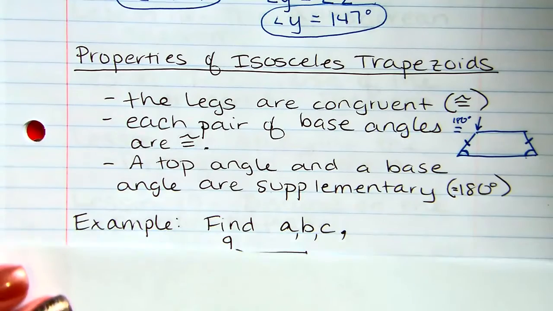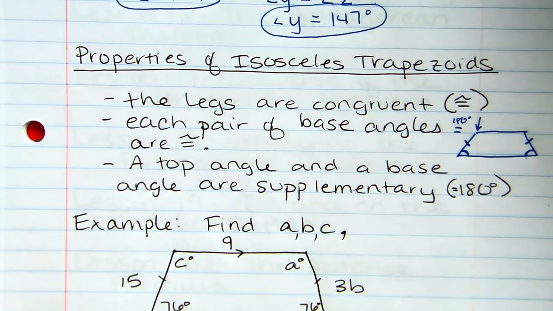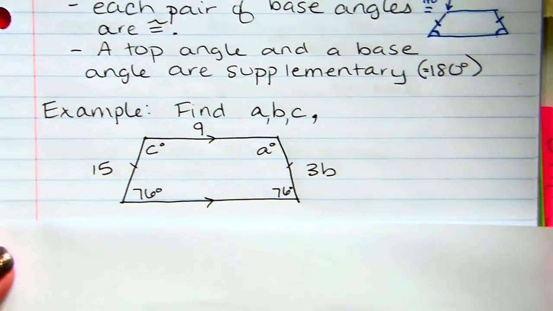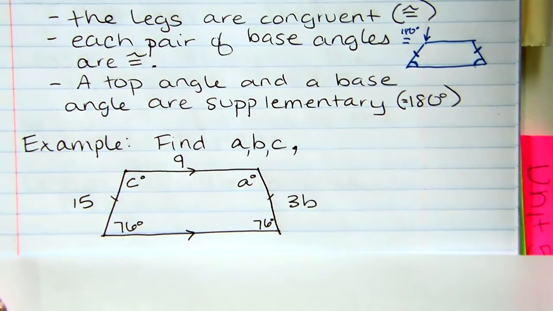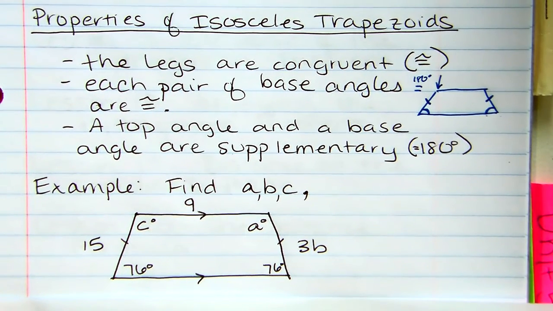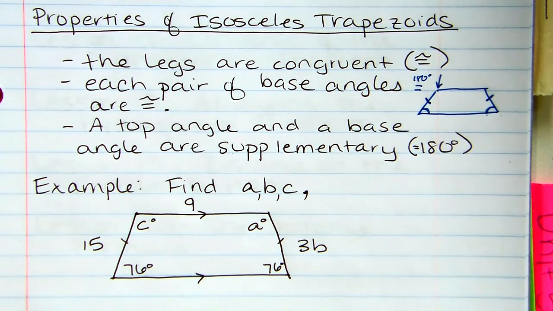Our example says to find A, B, and C. You'll have to forgive me as I'm still figuring out where all this is going to go. Okay, so here we go. So we want to find A, B, and C. Okay. So with this, we are first going to begin by finding B. That's going to be a lot easier for us.